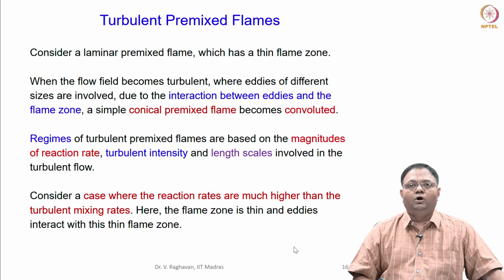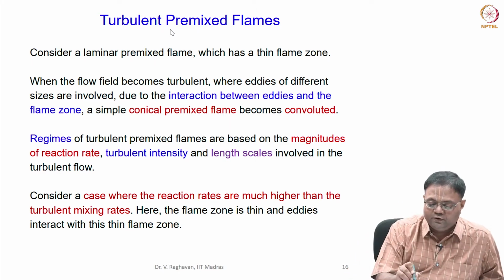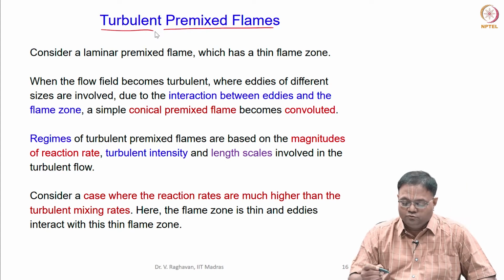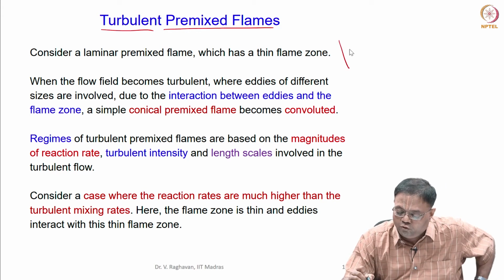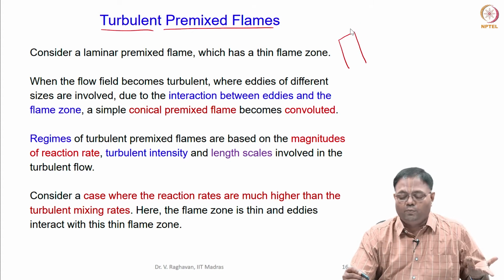So now we go to see about the characteristics of flames. Okay. So let us first see the characteristics of the turbulent premixed flames. Now consider a laminar premixed flame which has a thin flame zone. The flame zone is considered thin because it has a thickness of say 1.5 to 2 mm, something like that.